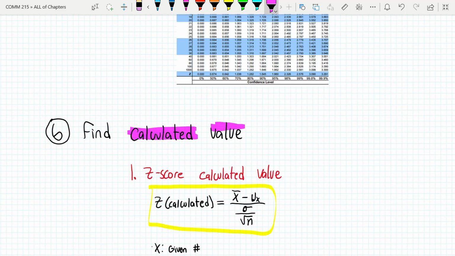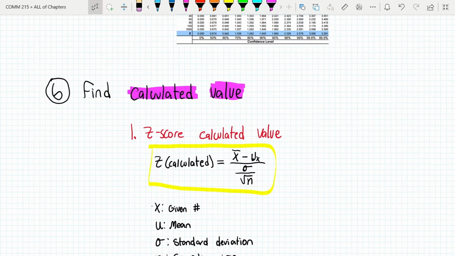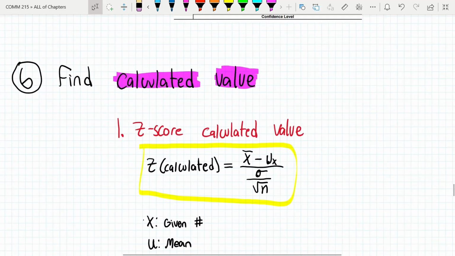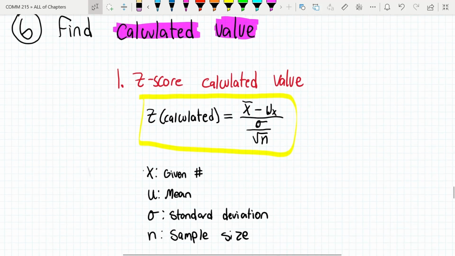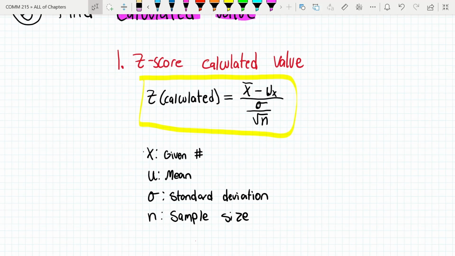Calculated value. Number 1 is the z-score calculated value. This is the formula for z calculated: it equals x bar minus μ divided by σ, which is the standard deviation, divided by the square root of n. So x bar is just a given mean, μ is your population mean, σ is your standard deviation, and n is the sample size. x could also just be a number, and then μ would be your mean.